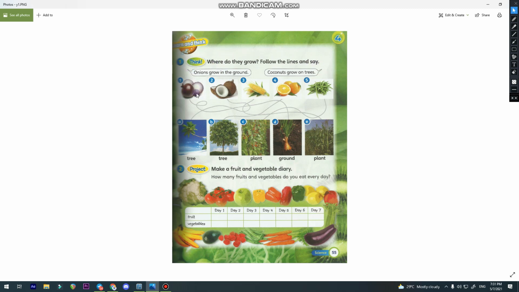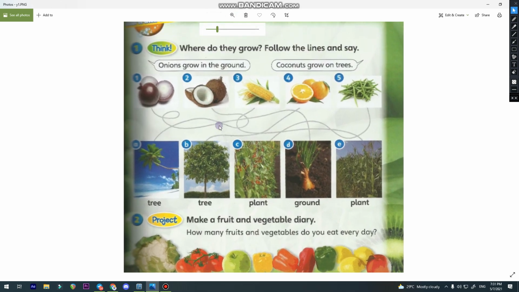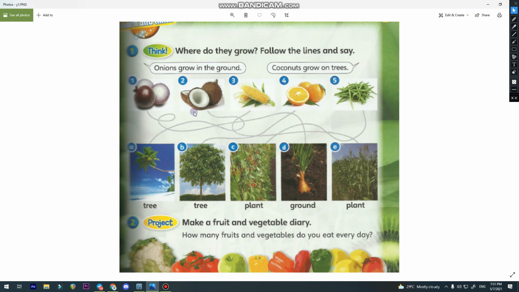Number one, onions. Okay. Number two is coconuts. Number 3, corns. Number 4, oranges. And number 5, green beans. Okay, so follow the lines and say. So this is a line, you have to follow it. For example, number 1.